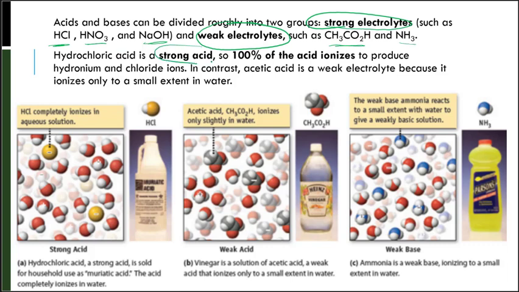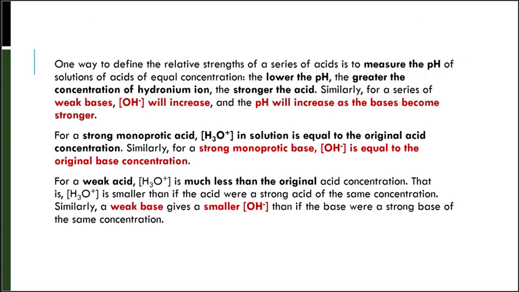Hydrochloric acid is a strong acid, so 100% of the acid ionizes to produce hydronium and chloride ions. But in contrast, acetic acid is a weak electrolyte because it ionizes only to a small extent in water. One way to look at the relative strengths of acids is to measure the pH of solutions of acids of equal concentration. The lower the pH, the greater the concentration of hydronium ions, and the stronger the acid.